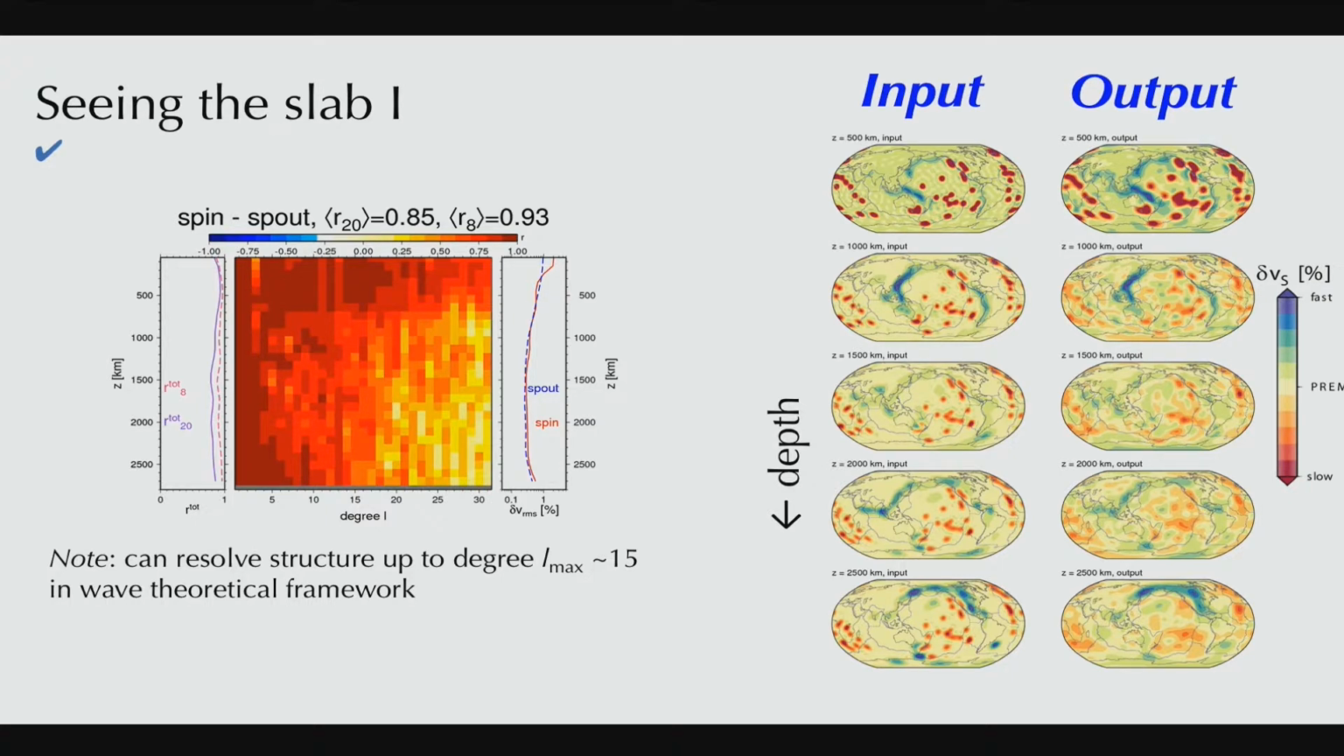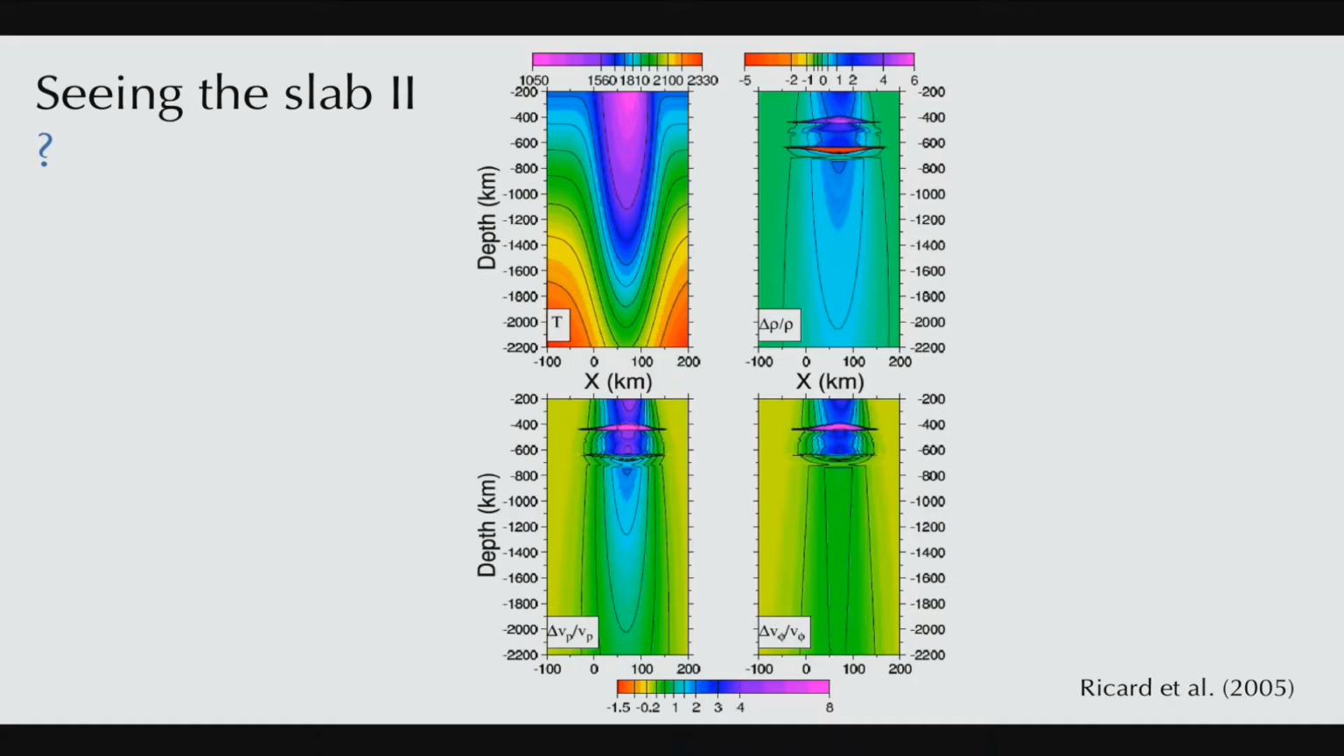Now, why is that? There are a number of reasons why we may be missing something in this forward model of mantle structure that's purely based on subduction. One is we might just not be seeing the slab tomographically. That's not really an issue. Here's an example where there's an input model with typical global coverage, and here's the output model. It has slabs and plumes in it, and up to degree 15 or so, we should be seeing the slab in a ray theoretical framework. So perhaps not the biggest issue.